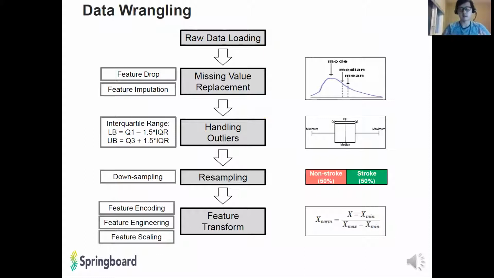Before we build any type of machine learning model, we need to perform data wrangling. Data wrangling, in my definition, is focusing on data cleaning and data transformation.